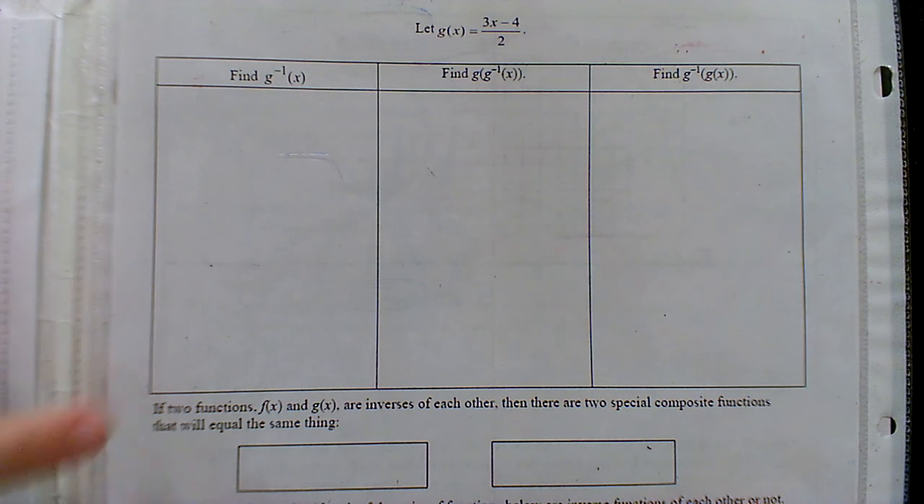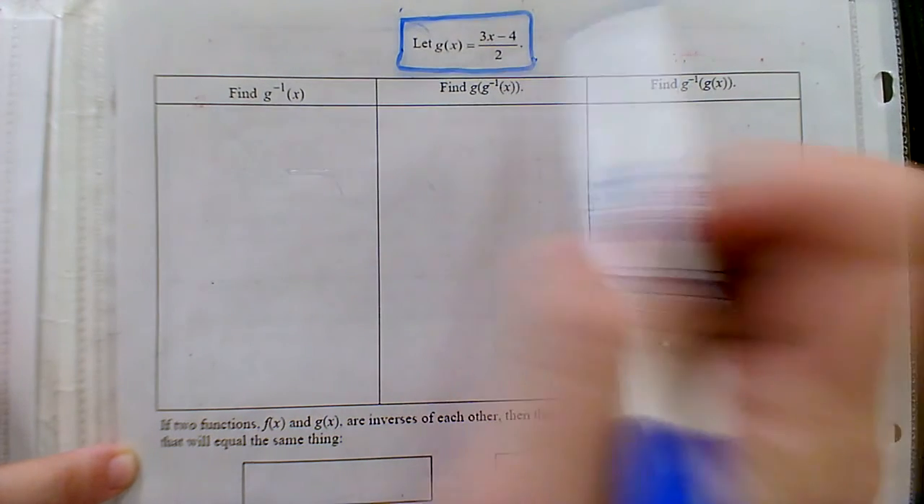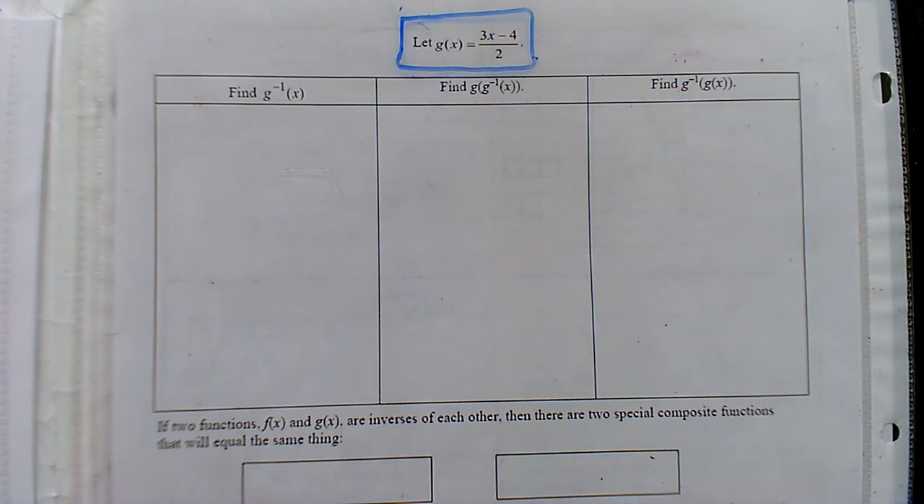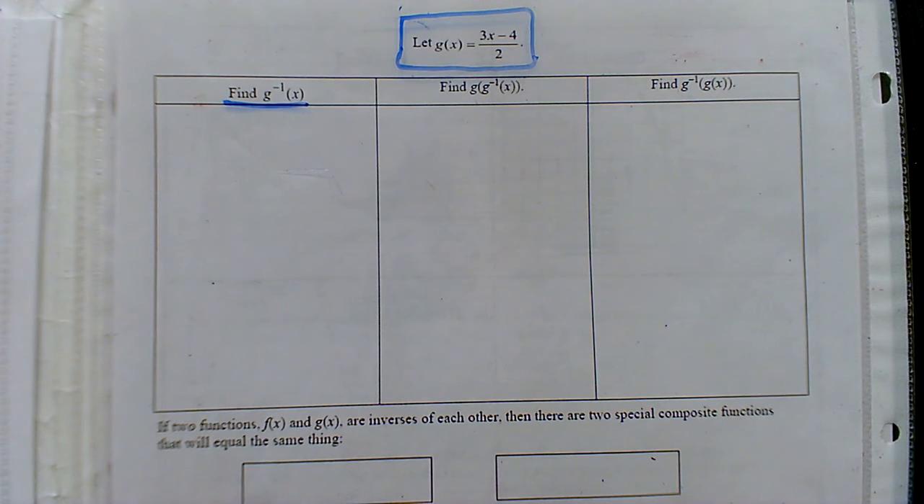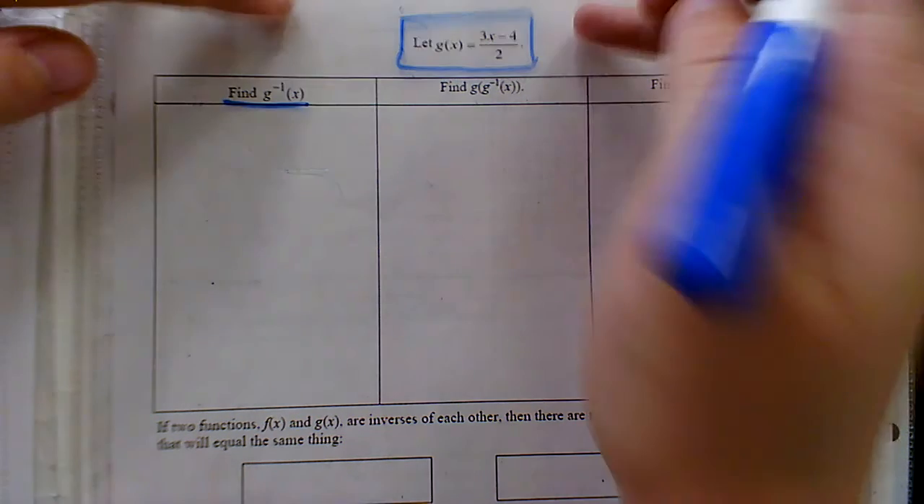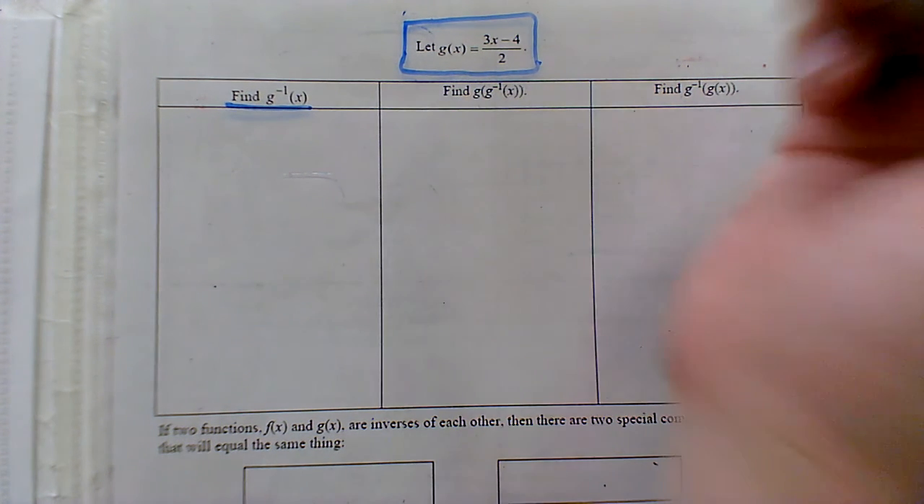So on page 110, we have a g of x equation at the top, the original equation, whatever you're starting with. And we're going to explore some different things here. The first column wants us to find g to the negative first. Now we've been discussing how that notation means inverse. So if we're going to find the inverse, we're going to switch those variables, and since we're dealing with an equation, we'll have to solve for y.